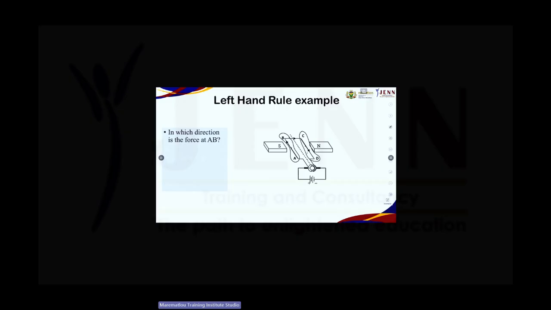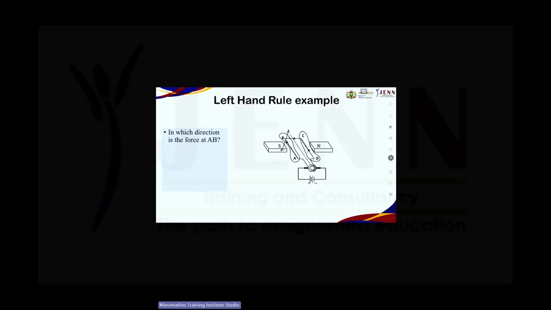So you only look at one side. So remember the question, in which direction is the force at AB? I want to know, is AB going to flip upwards, or is it going to flip downwards? And then obviously just the opposite is going to take place at C and then at D.